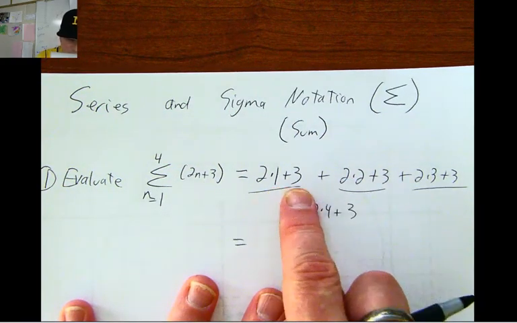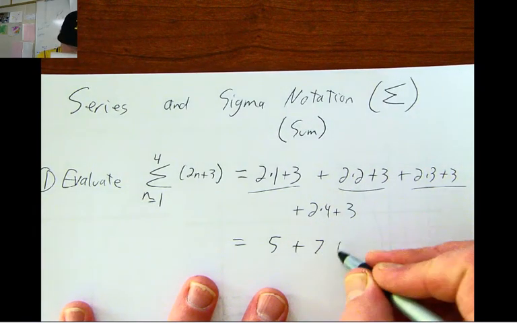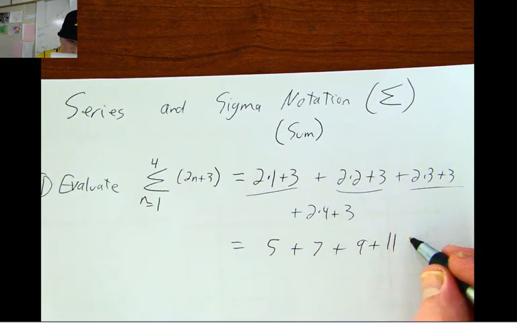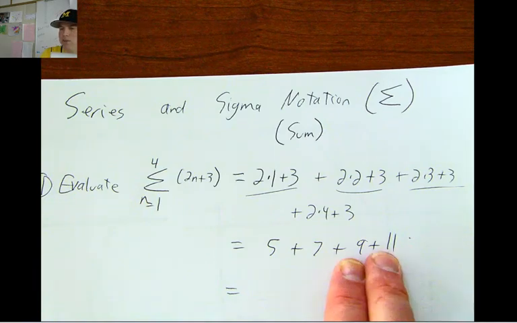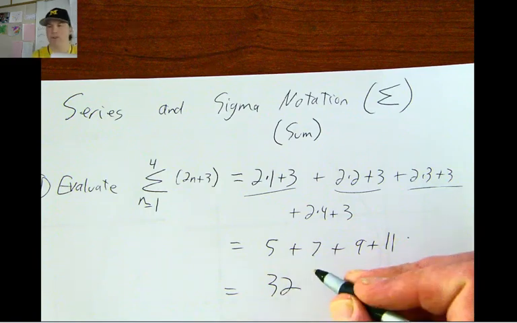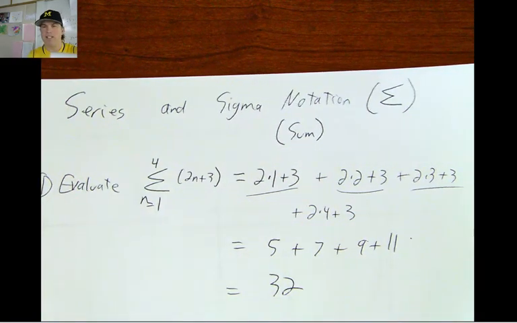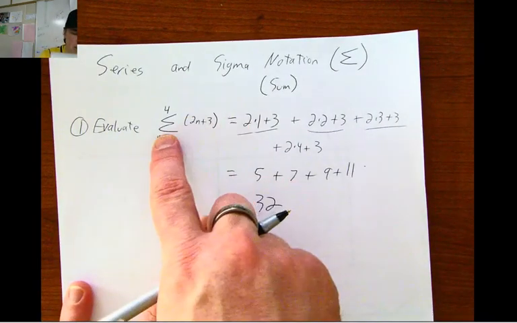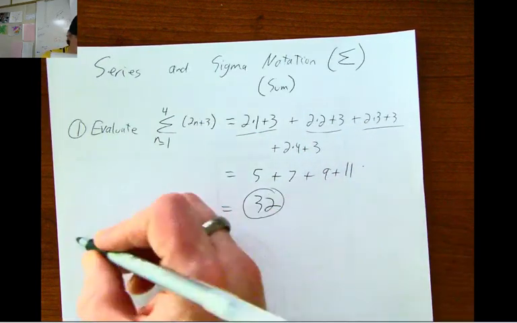And this worked out to be 5 plus 7 plus 9 plus 11, and those four numbers add up to, let's see, those two add up to 20, those two add up to 12, 12 plus 20, 32. Very nice. So that's what's nice about sigma notation, it does give you a starting and an ending point, and because sigma means sum, you are adding all of these terms together to get to your final answer.